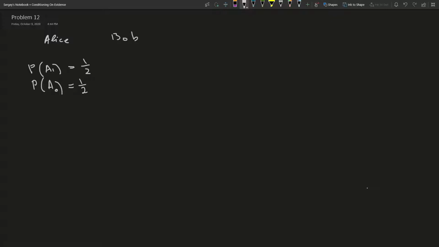Now if she sends a 0, then there's a 5% chance of an error occurring, resulting in Bob receiving a 1. So if Alice sends a 0, Bob receives a 1 with probability 0.05. So there's a 5% chance of an error occurring.